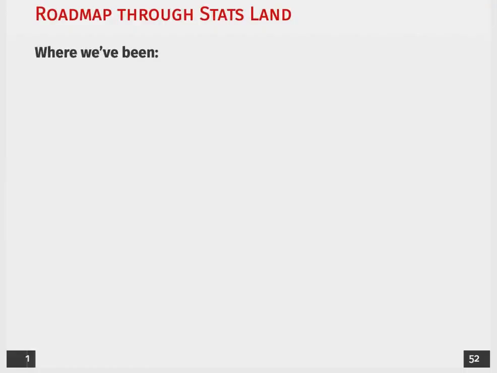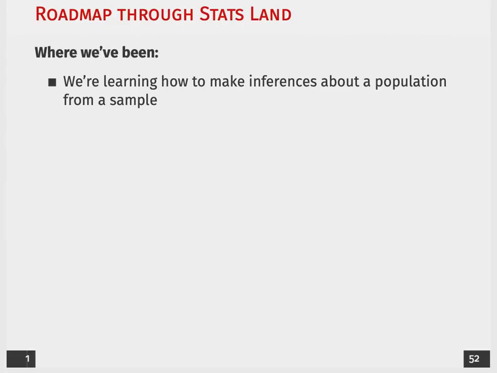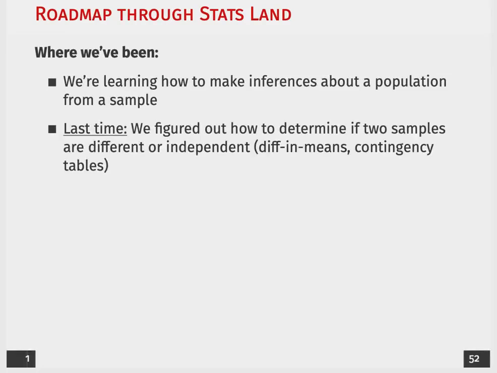Now, if you, like I said, are following along, every single week we've been striving toward the goal of how to make inferences about a given population from some sample of data that we've collected either observationally or through some sort of experiment. And last time we talked about how to determine if two groups within our sample that have been collected independently are different or not dependent on each other.